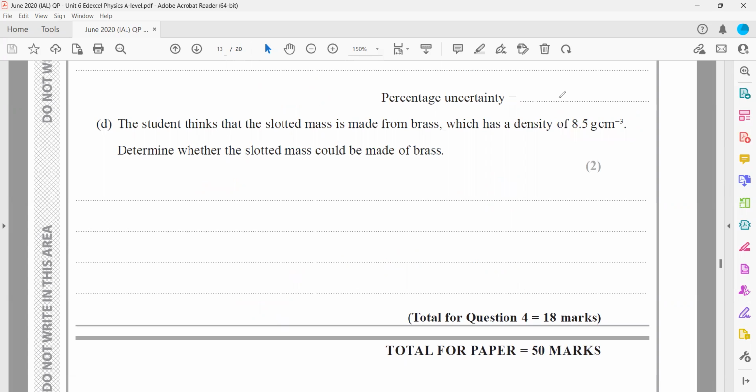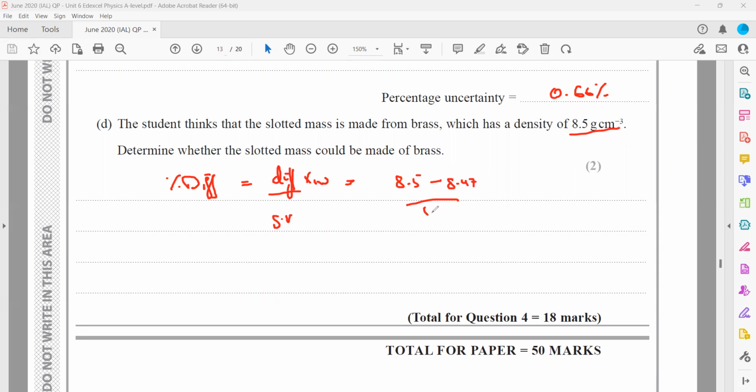The percentage uncertainty we calculated was 0.66%. That was the previous answer. How to calculate the percentage difference? When we are calculating a percentage difference, it is the difference of the two values divided by the standard value, times 100. So the difference in the two values, 8.5 minus our value of 8.47, divided by the standard 8.5, times 100. This will give us the percentage difference. So that percentage difference is 0.35%.